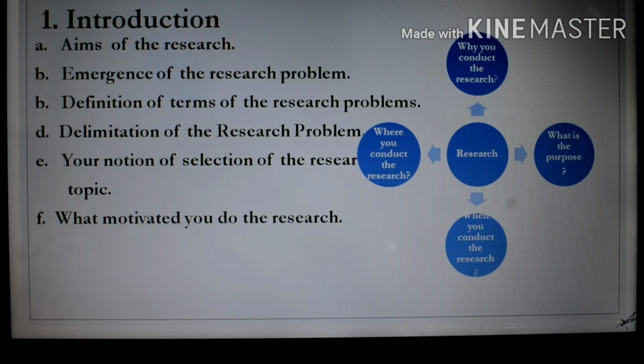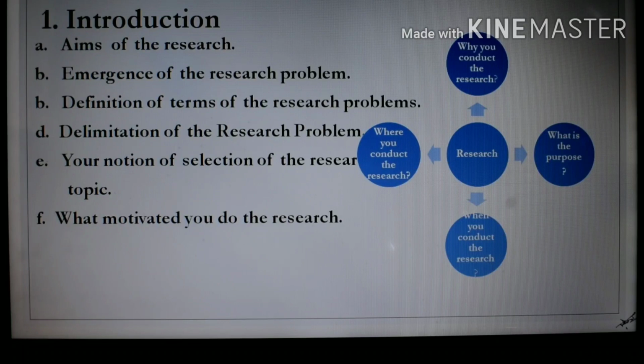While writing the introduction, the researchers have to consider the aims of the research. The second one is the emergence of the research problem, which should be highlighted in the introduction. Definition of terms of the research problem, delimitations of the research problem, your notion of selection of the research topic, and what motivated you to do the research. These are the important factors you have to consider while writing an introduction.